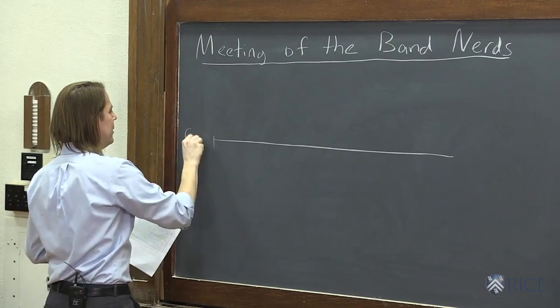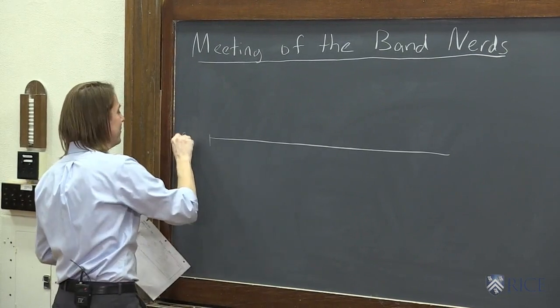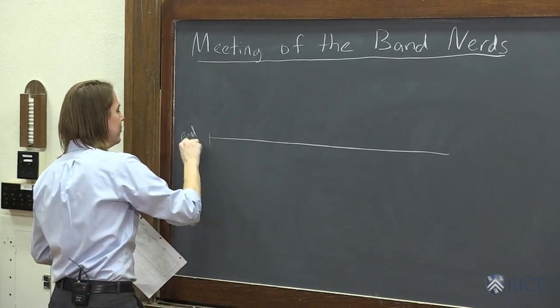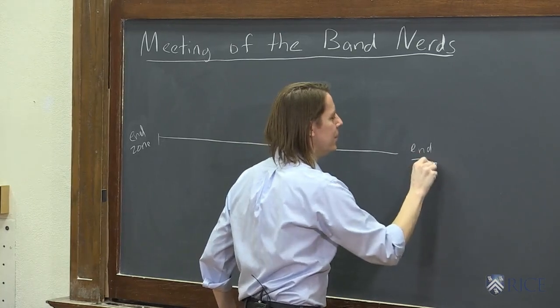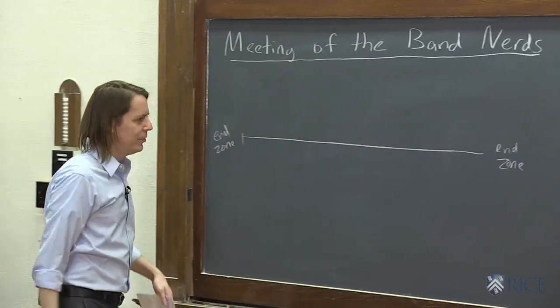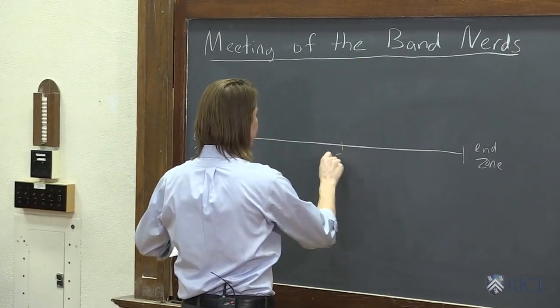Okay, so this is the end zone. I have a deep understanding of American football. The end zone is over here, and the end zone is over here. And you know that the football field's 100 yards along, and in the middle is the 50-yard line.